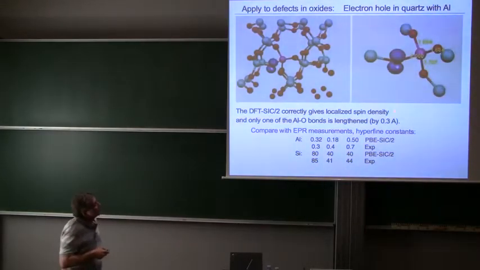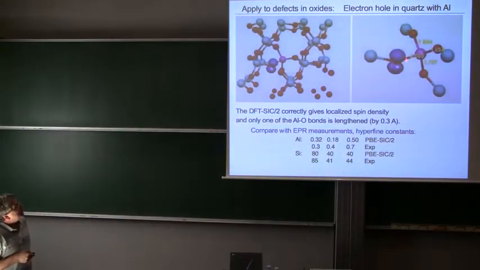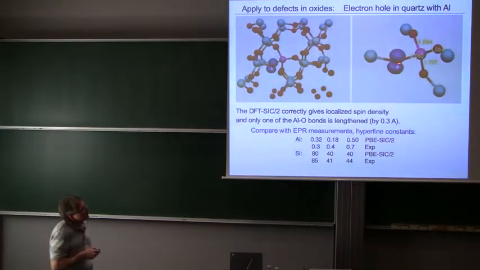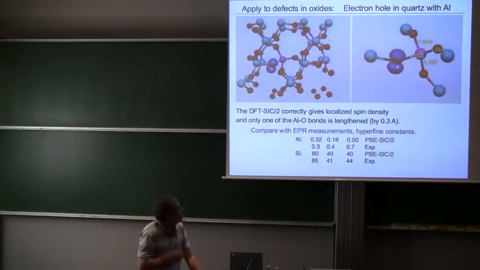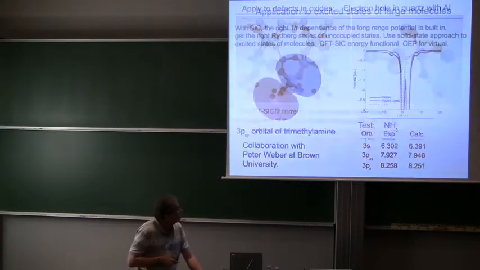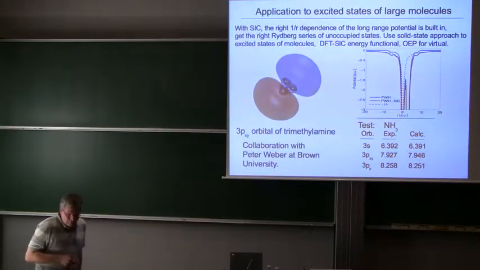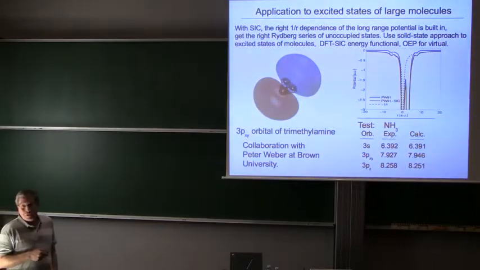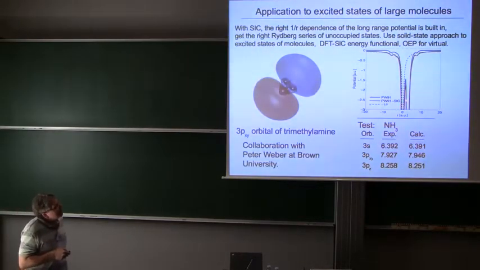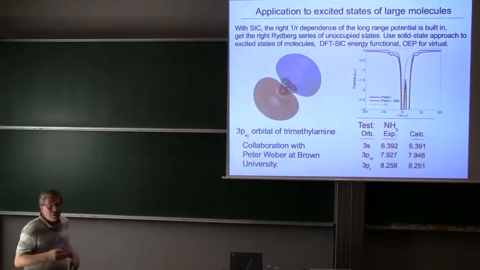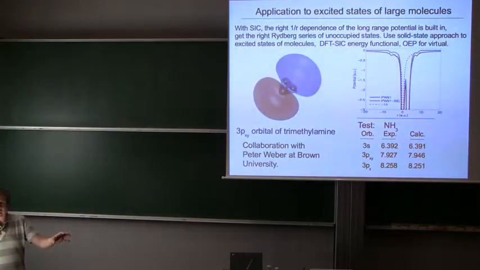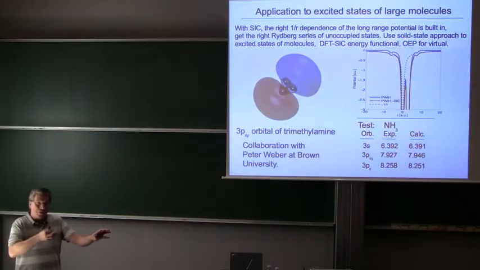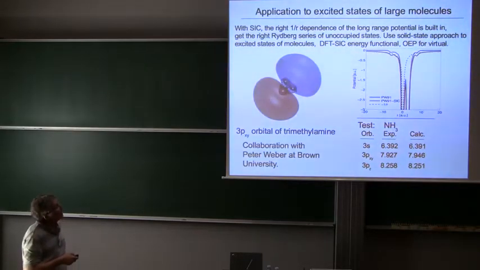Now here's this stock growth thing, and this was done some time ago. Yes, only one of the aluminum oxygen bonds is lengthened, and in fact it turns out to agree very well with the electron spin resonance. Another very nice thing about the self-interaction correction, if you can call it that, is that the long-range tail of the potential actually is fixed. You do get 1 over R dependence as an electron moves far away from the others and the nucleus.